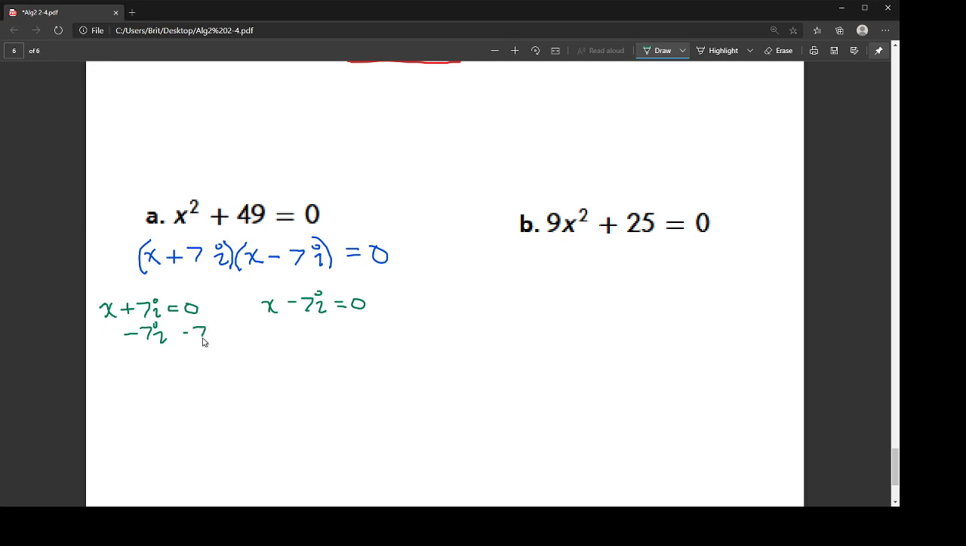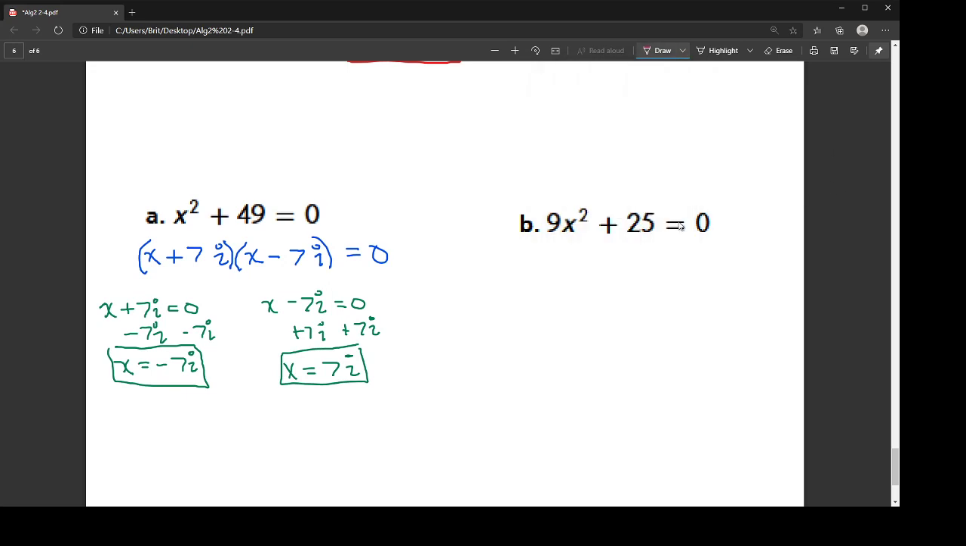So in this case, I'm going to subtract the 7i, and I get x equals negative 7i. And then on this side, I need to add the 7i. So I get x equals positive 7i. And those are my two solutions.